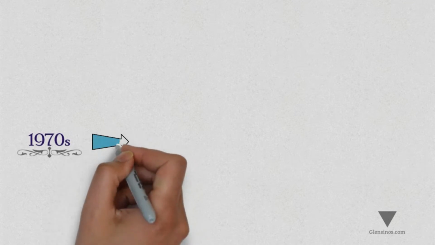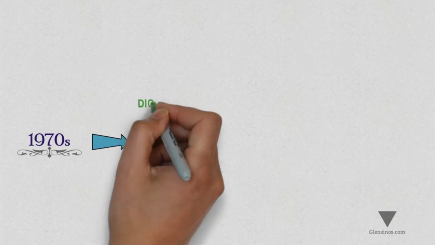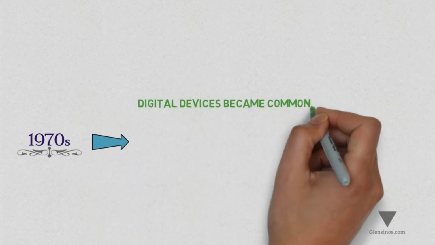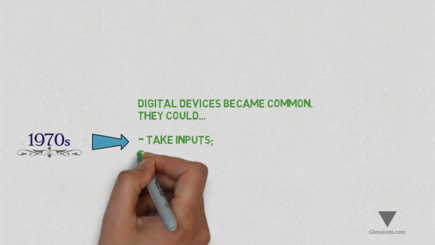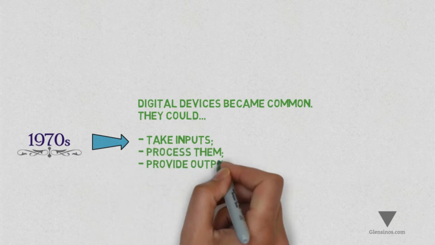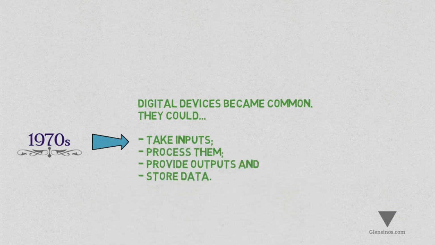In the late 1970s, digital technology showed up with the ability to 1. Take inputs, 2. Compute them, 3. Provide outputs, and 4. Store data. These digital products were more advanced than analog products because they could now take inputs from the user and process it to provide outputs that could be stored.